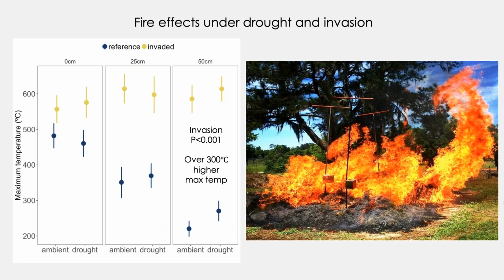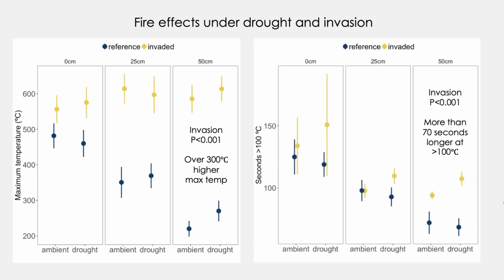So we also saw that the fires were much more intense in terms of fire temperatures. Here I'm showing maximum fire temperature on average under ambient and drought conditions at 0, 25, and 50 centimeters in height. And you see this really strong effect of the invasion, where fires are much more intense in invaded plots. In particular, at 50 centimeters, we see on average over 300 degrees higher maximum fire temperatures due to the invasion.